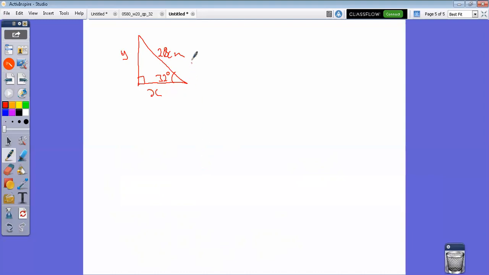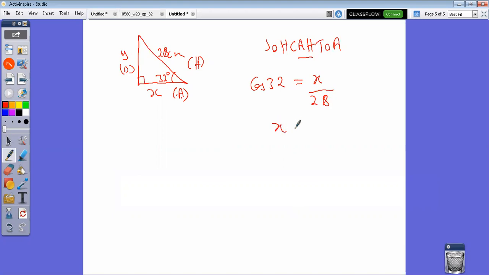So this is the longest side, we all agree. And this is the adjacent, and this is the opposite. So if I want to find this, it's SOH CAH TOA, so cos. So cos 32 is equal to adjacent, which is x, over the longest side, 28. Do we agree? Cross multiply, it means x is equal to 28.